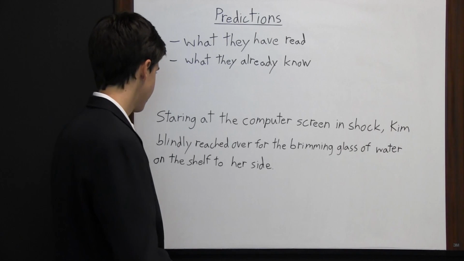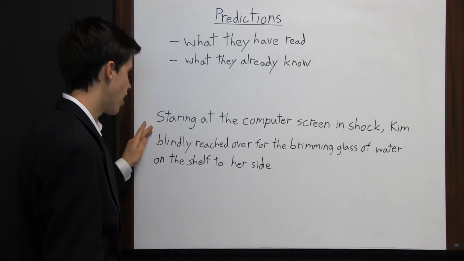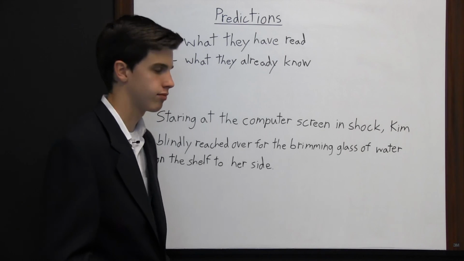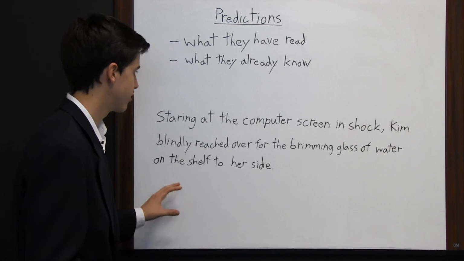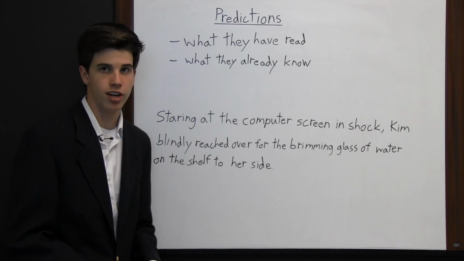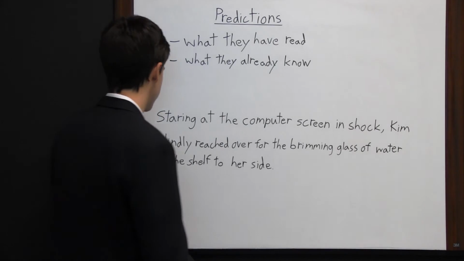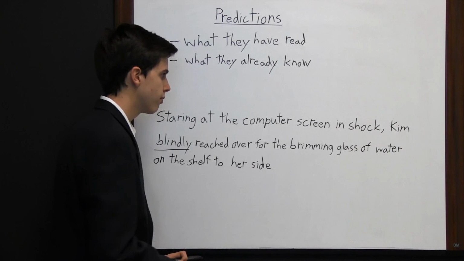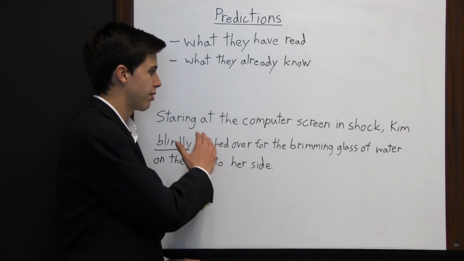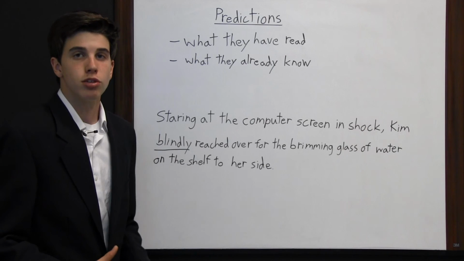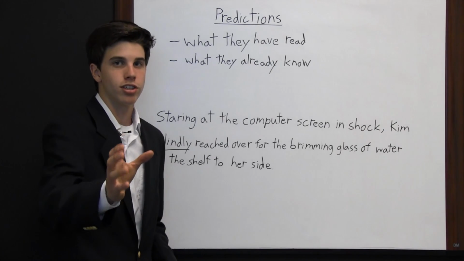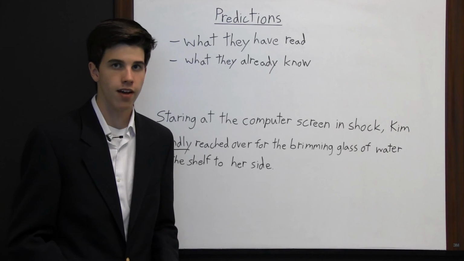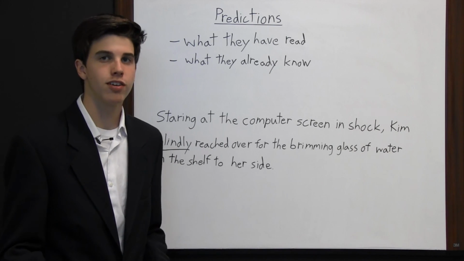So consider this sentence. "Staring at the computer screen in shock, Kim blindly reached over for the brimming glass of water on the shelf to her side." So the reader is naturally going to read this and have an idea of what is going to happen next. And the reader will probably notice the word blindly. So Kim is so caught up in what's happening on the computer, she goes for a drink of water, but since she's caught up in what's going on on the computer, she reaches over without really looking at the glass of water to grab it. So the reader is going to assume that she's going to knock over the glass of water. Now, that may not be what happens, but still it's a prediction either way.